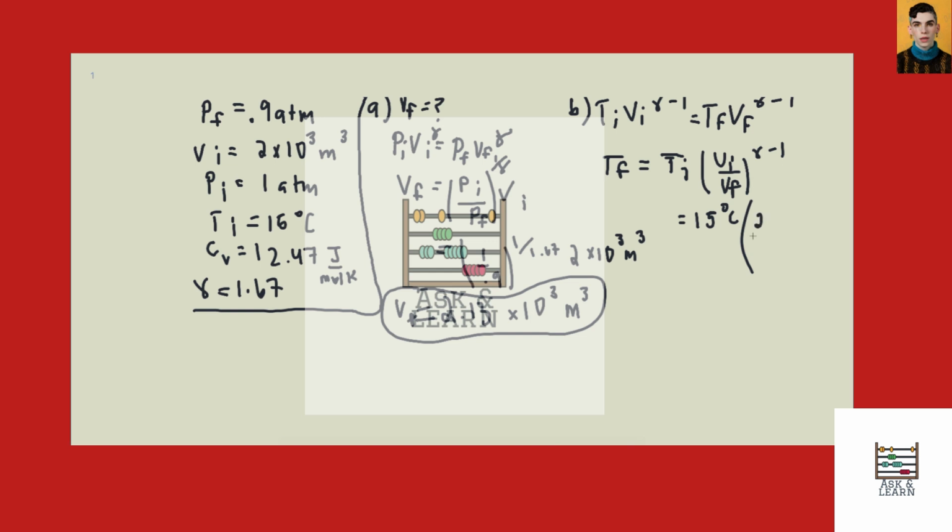So then we have 2 divided by 2.13 meter cube. Oops, I think this was times 10 to the 3 meter cube, but I'm running out of room. And then for the ratio, that would end up canceling. And then that's just your 0.67, 1 minus 1.67. And then you get 14.4 degrees Celsius. So it cools just a little bit because it's expanding. So it's expanding a little bit, cooling a little bit, kind of makes sense.